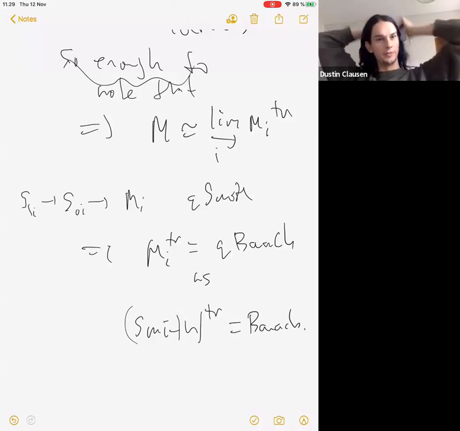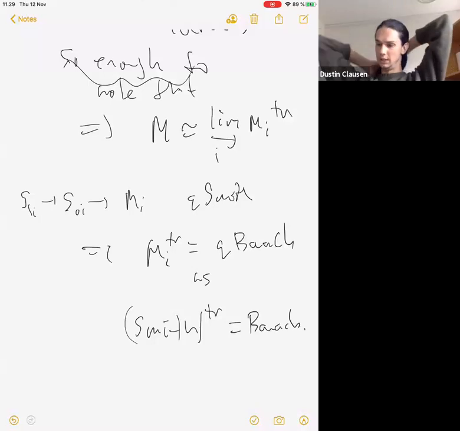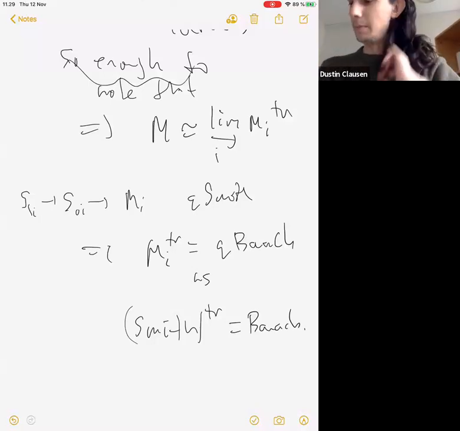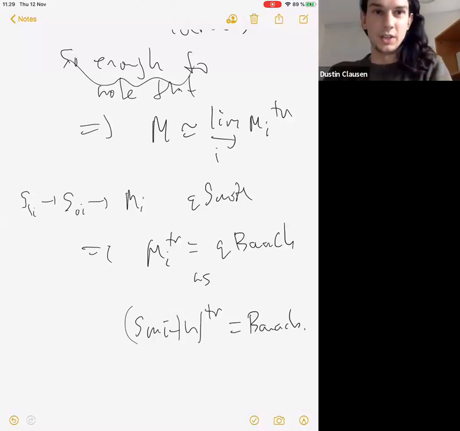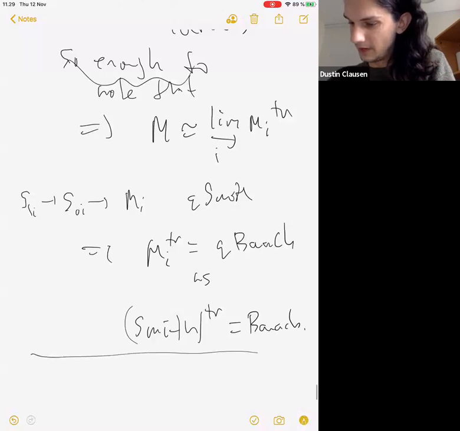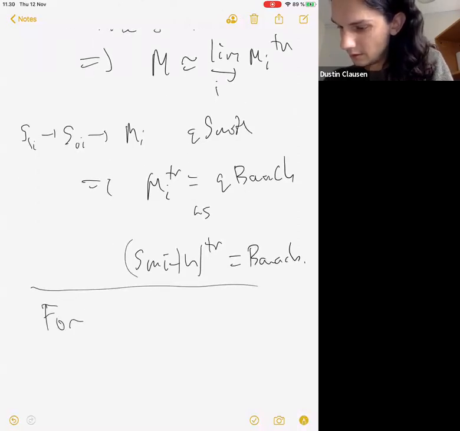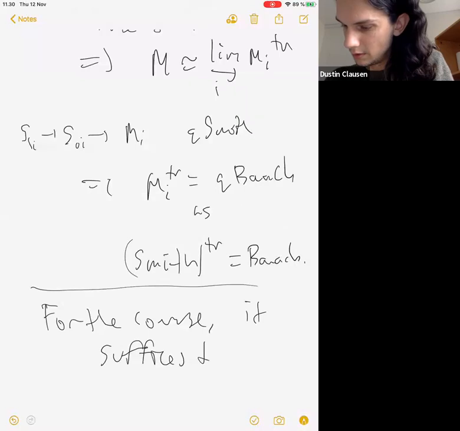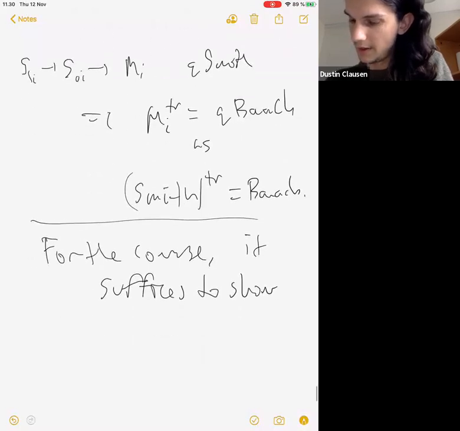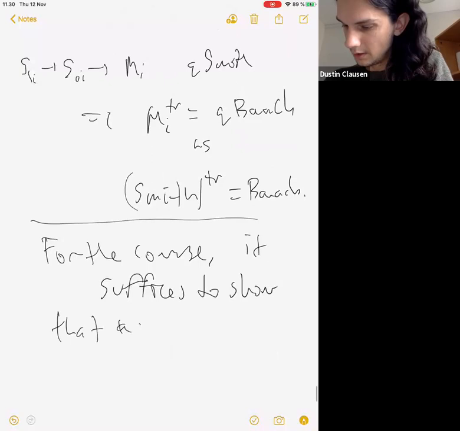And so if you're a fixed point for this TR functor, then you're generated by Banach spaces. And if you look a little closer at the precise way in which it happens, you get the more precise claim. Okay, so for the converse, it suffices to show that a Banach space is nuclear.